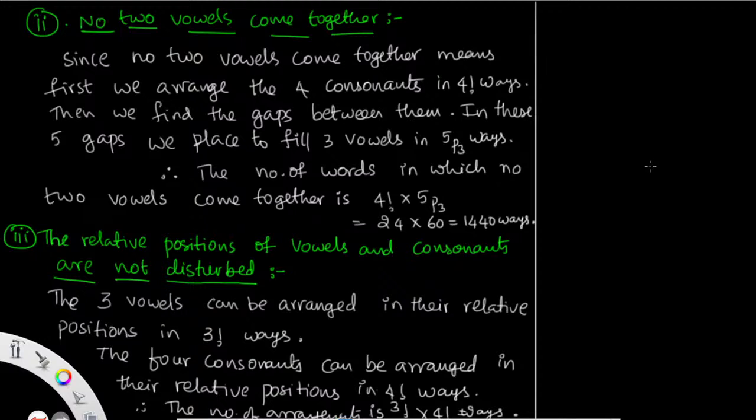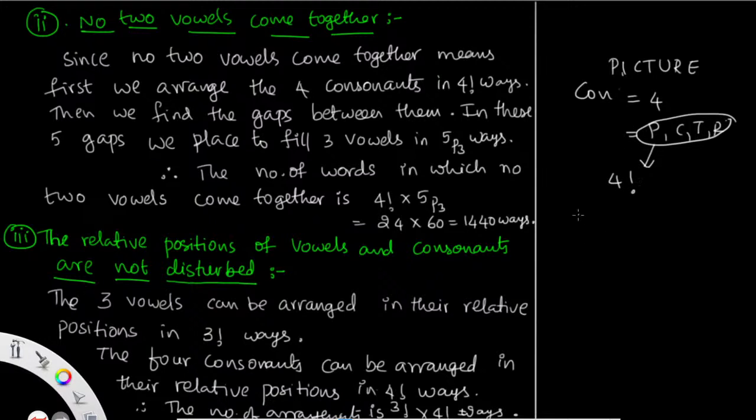So first we arrange the four consonants. The consonants in the word PICTURE are P, C, T, R. So first arrange the four consonants, which can be done in 4 factorial ways. Among these four, the vowels must not come together.